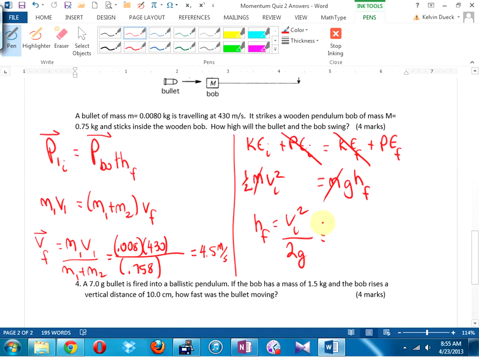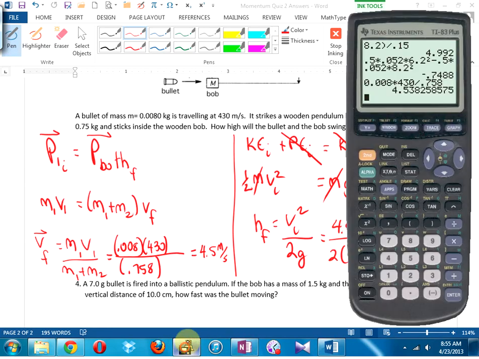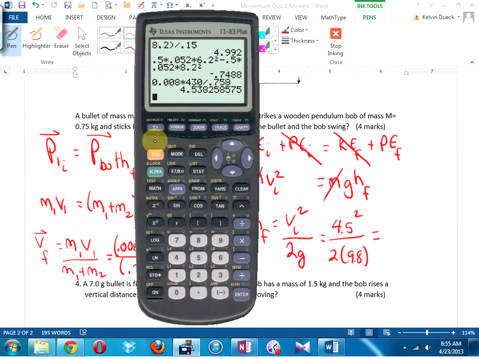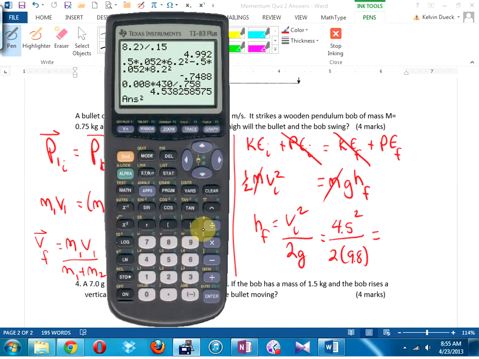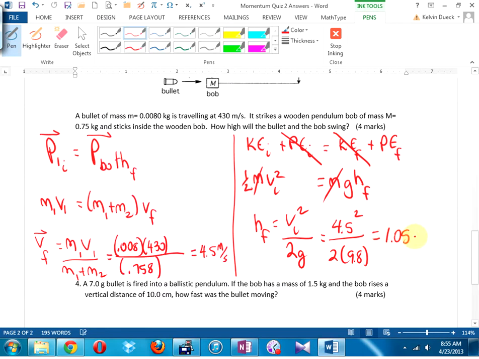It's going to be 4.5 squared divided by 2 times 9.8, except it's not 4.5. I'm going to use this number that was on my calculator, that squared divided by bracket 2 times 9.8. Please tell me we get a good answer. Oh, 1.05? 1.05 meters. That gets you 4 out of 4.